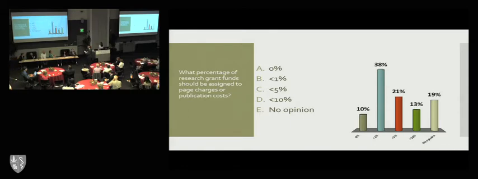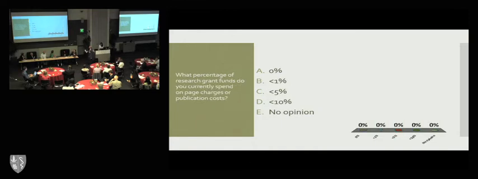I have to have no opinion on this. It's down to the individual grant receivers and authors and the status of the field, et cetera, and the absolute levels involved. I want to go to the next question.